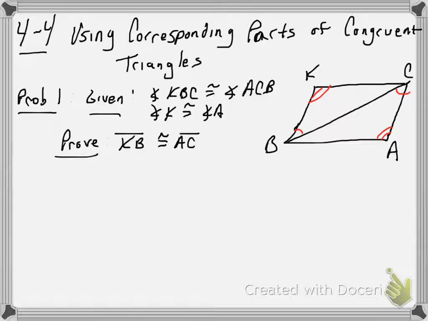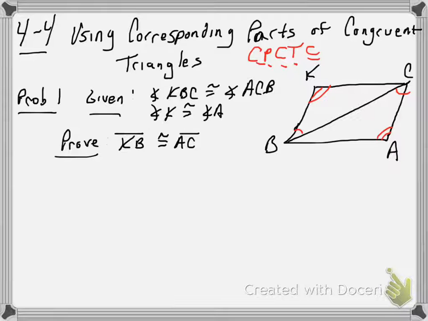4-4 is about using corresponding parts of congruent triangles. This is what we always commonly refer to. You know, we say it about 1 billion times. CPCTC. And you're going to end up using that corresponding parts of congruent triangles are congruent. Okay, and the key here is understanding you have to prove the triangles congruent first.